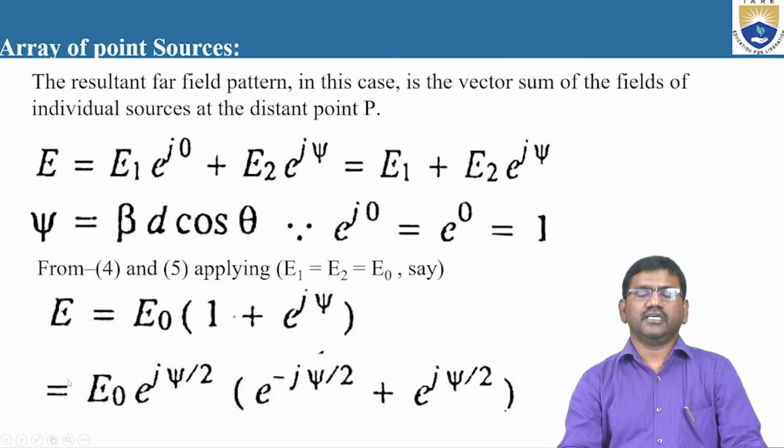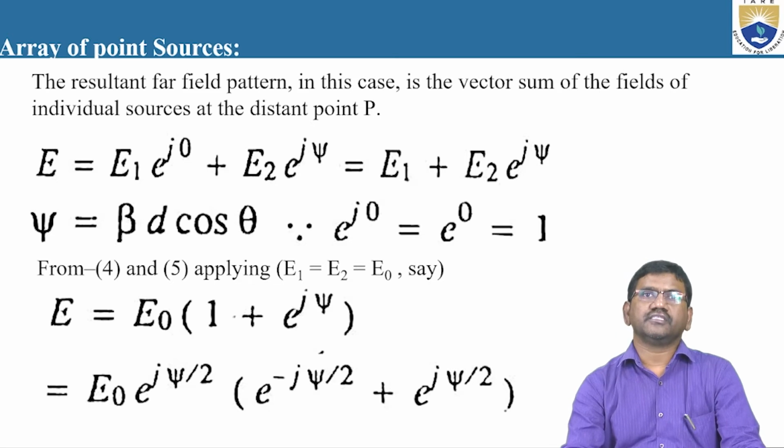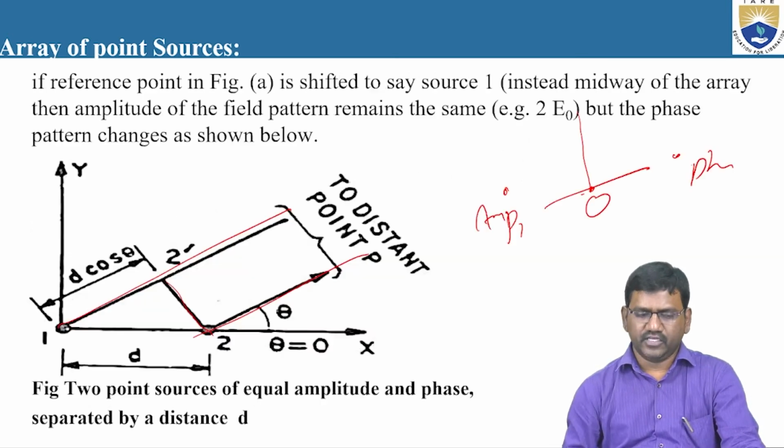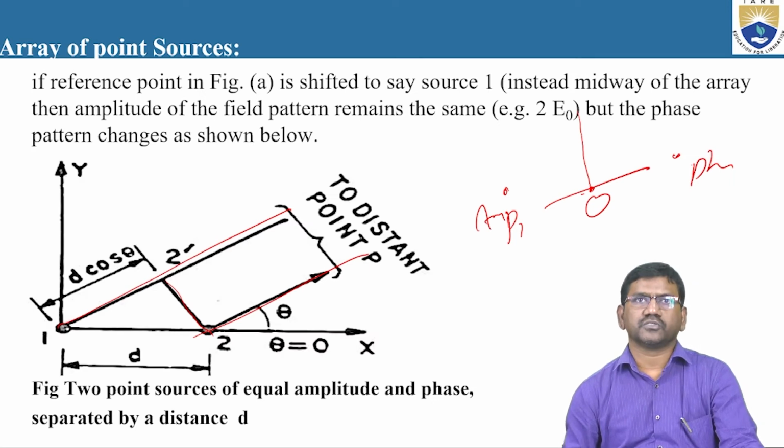Here, let us calculate the resultant field strength. There are 2 field strengths: one is produced by point source 1, and the other is produced by point source 2. The resultant field pattern is the electric field produced by the 2 point sources, 1 and 2.